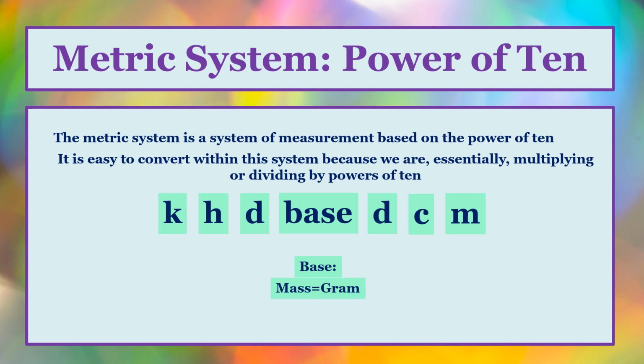Our base can be mass, which would be gram. It can be volume, which would be liter, or it could be distance, which would be meter. So that's why we put base there in the section in the middle, because this is the metric system and it can help you with either mass, which is grams, volume, which is liter, or distance, which is meter. So you're going to use these same prefixes whether you're dealing with grams, liters, or meters.